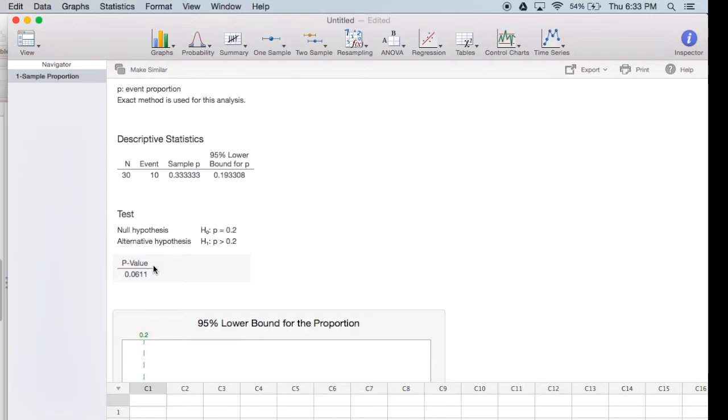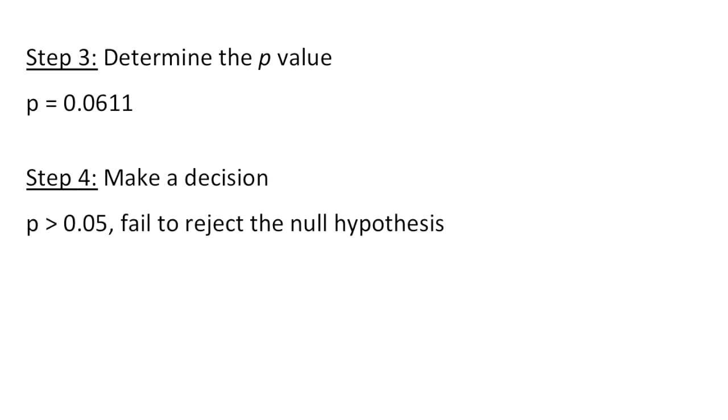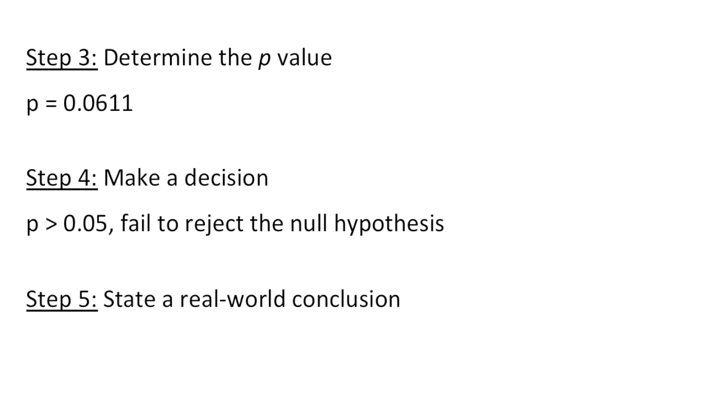Our p-value here is 0.0611. Now that we have our p-value, we can continue on to steps 4 and 5. Step 4 is to make a decision. This is where we're going to compare our p-value to our alpha level. Unless otherwise stated, we're going to use a standard alpha level of 0.05. Because our p-value is greater than 0.05, our decision is to fail to reject the null hypothesis.